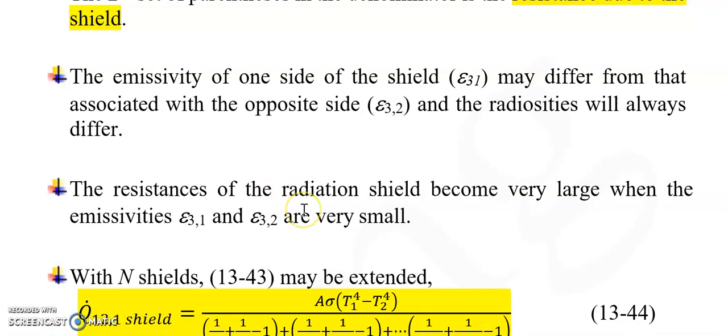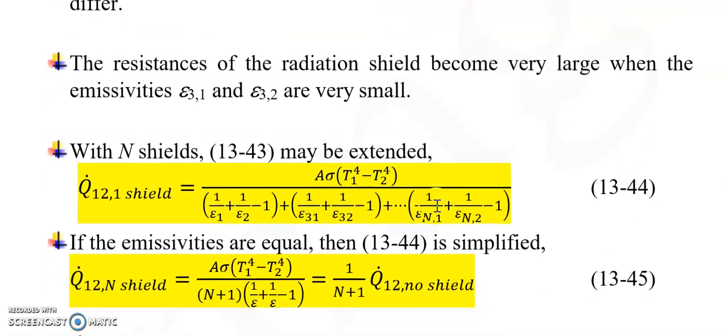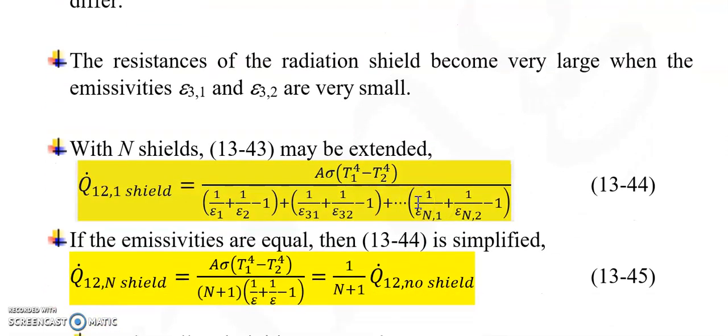The emissivity of one side of the shield, epsilon 3,1, may differ from that associated with the opposite side. So you do not assume that from the beginning unless it is stated that both surfaces of the shield are of the same material. So the radiosities will differ if the emissivities on both sides of the shield are different. The resistances of the radiation shield become very large when the emissivities are very small.